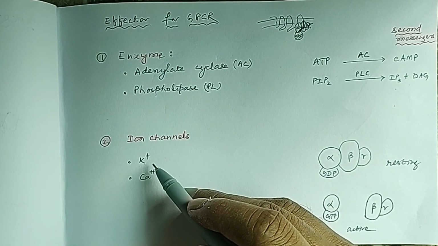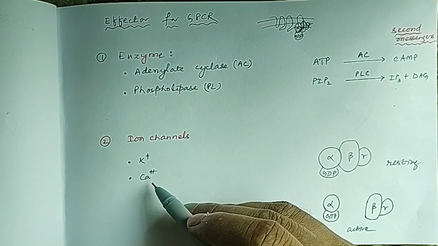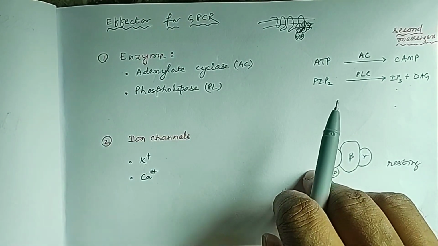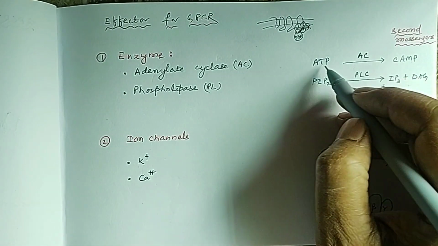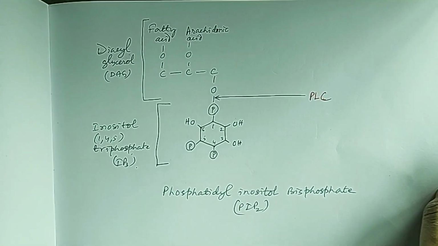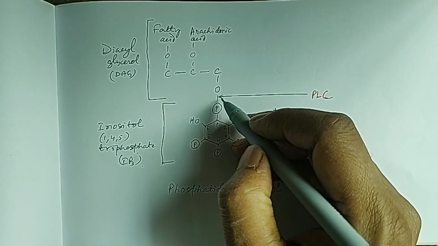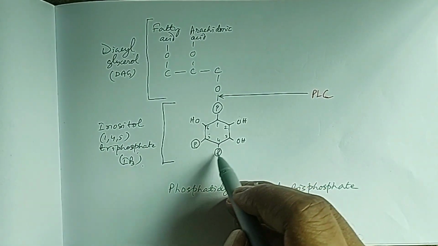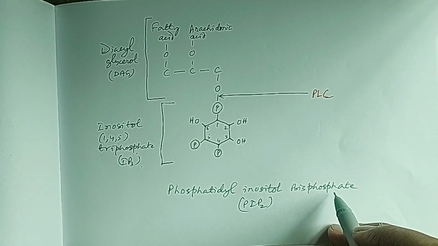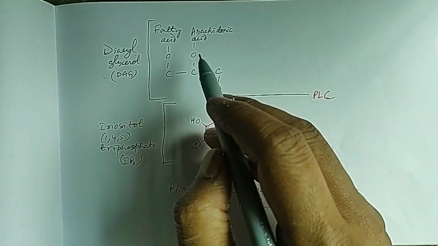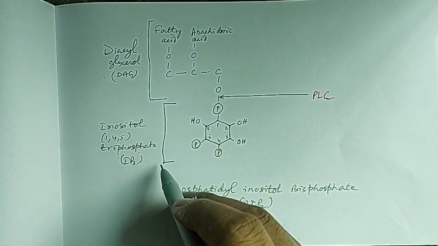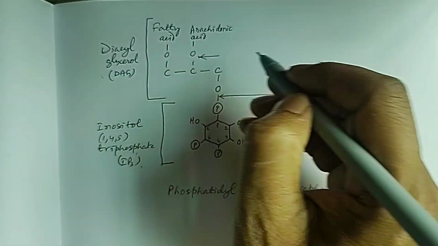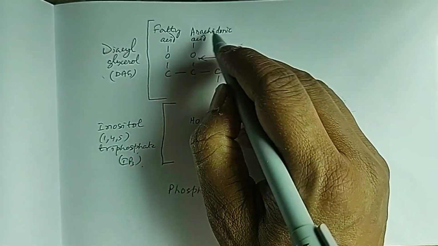Similarly, the potassium and calcium ion channels are there, and we can see adenylate cyclase produces cyclic AMP from ATP, and phospholipase C, by acting here, can produce inositol 1,4,5 triphosphate from phosphatidylinositol diphosphate, and diacylglycerol, DAG. This part is DAG, this is IP3, by the action of phospholipase C, and here phospholipase A2 can act to produce arachidonic acid.